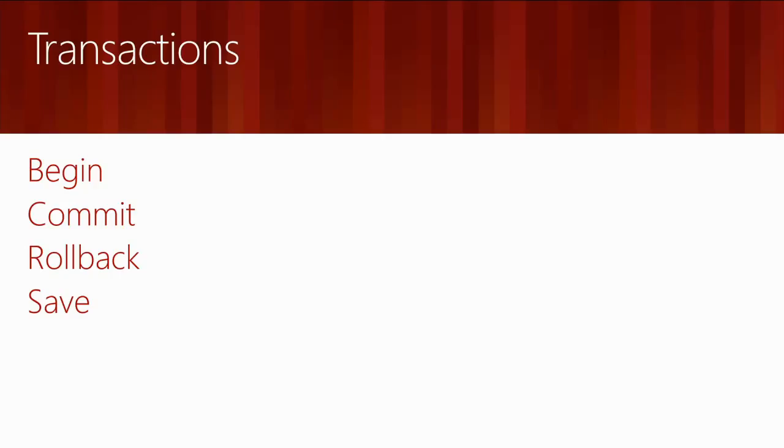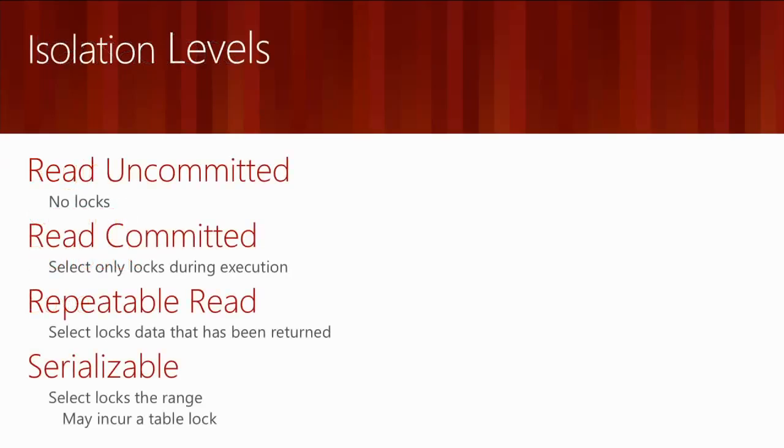Okay. You're also going to notice that we do have our basic transactions. So begin to start, commit to actually write everything out, roll back to get rid of everything, and then last but not least is a save point. Do remember that you can roll back to a save point.